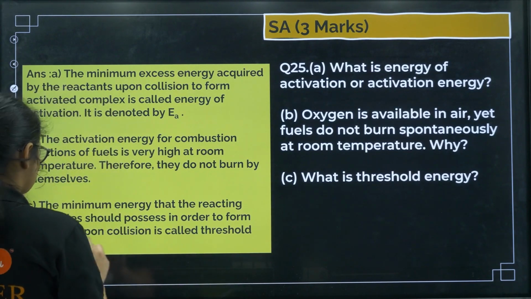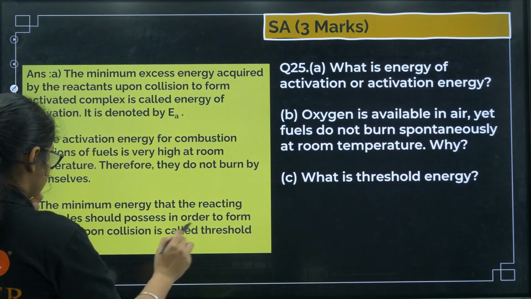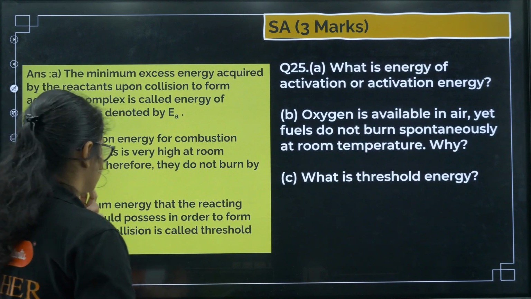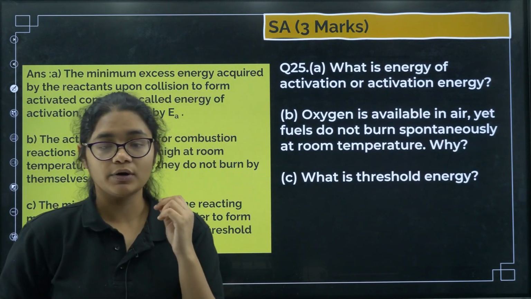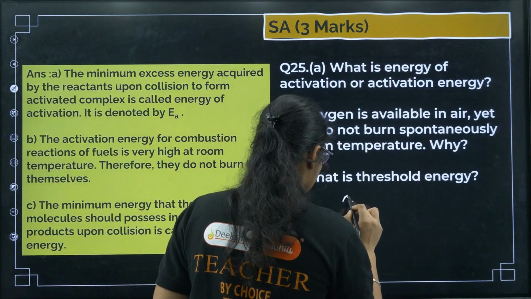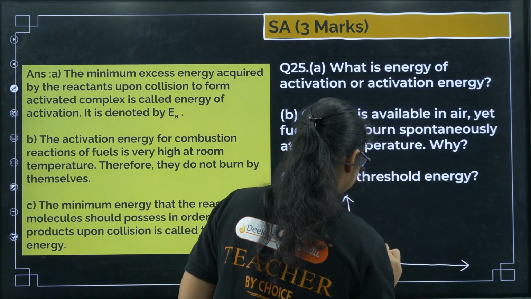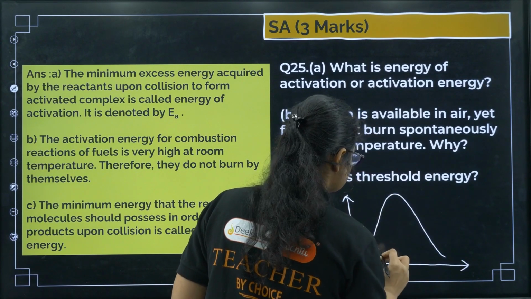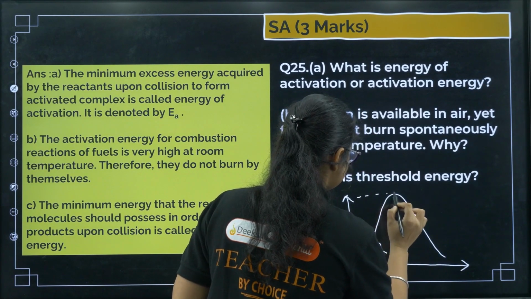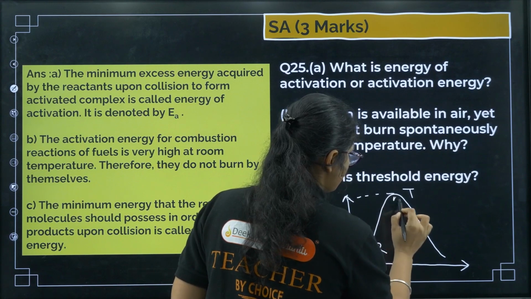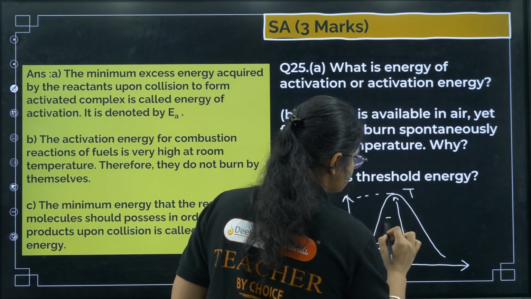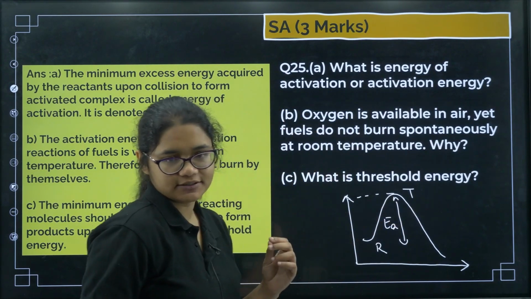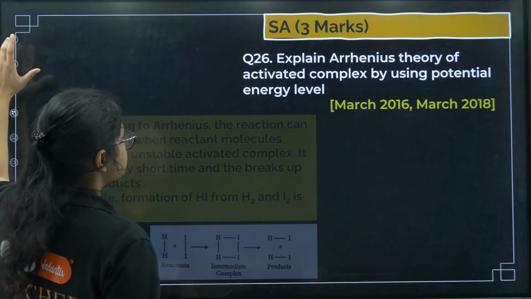The minimum energy that the reactant molecules should possess in order to form products upon collision is called threshold energy. So you can see here, this is reactant energy, this is threshold energy. From reactant to threshold, if I want to reach, I have to provide activation energy. So these are minor definitions you should be knowing.